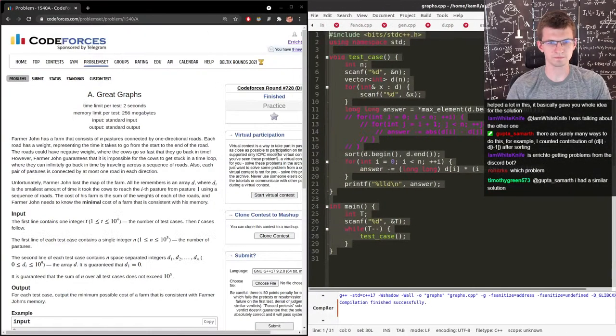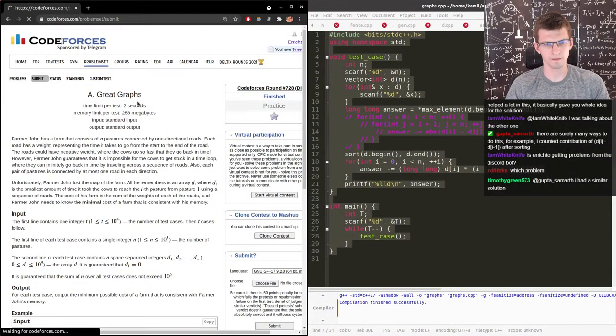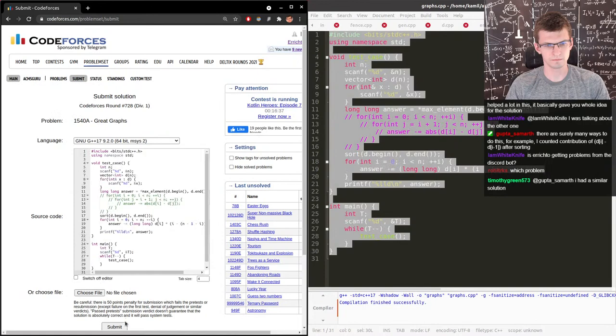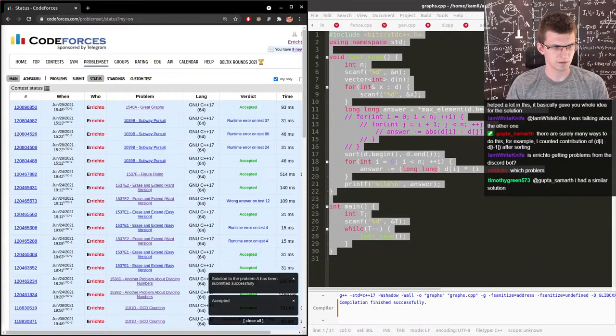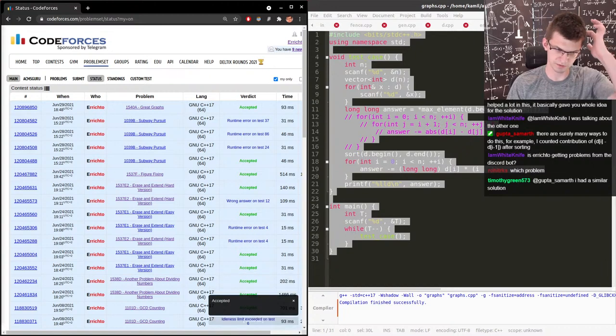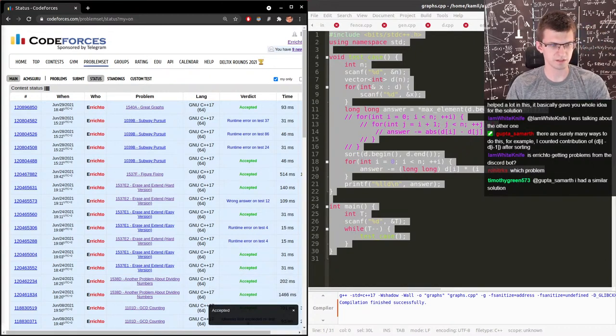Well, there are many ways to do this. For example, I counted contribution of di minus di minus 1. Oh yeah, that's a nice idea too.